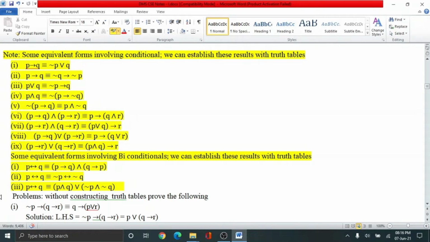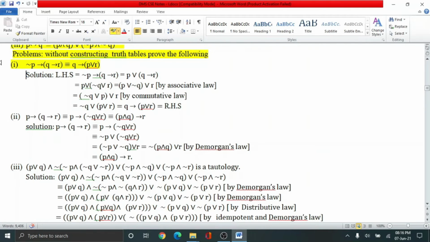And now let us discuss some problems. Here, the mathematical statement is about verifying the equivalent form of a given mathematical statement without constructing the truth tables. The first problem is negation P implies Q implies R is an equivalent form of Q implies P disjunction R.